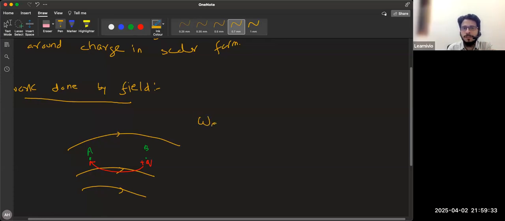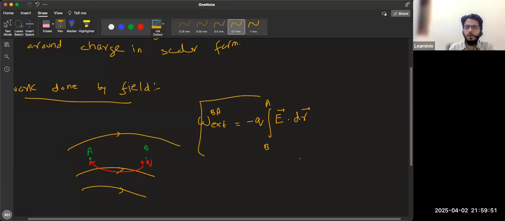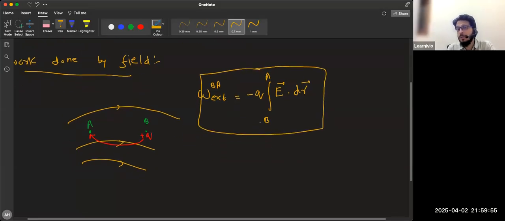So work done by external force in carrying charge from B to A is minus Q, the charge that you are taking, integral of E dot dr, and you will integrate it from B to A. This is the simple work done. But if your electric field is uniform, if E is uniform, then this calculation gets very easy.